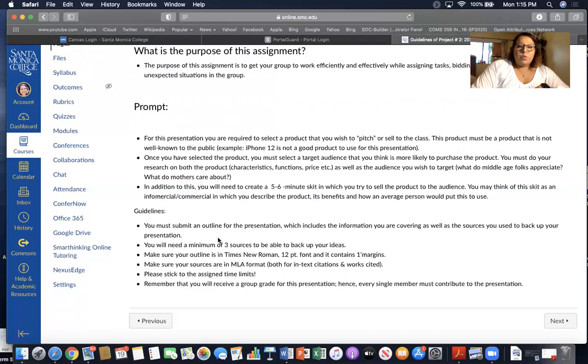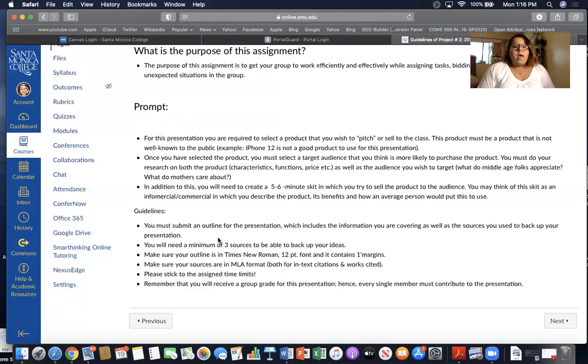Make sure that you submit an outline and a presentation. Your presentation, again, has to be done in a YouTube video format. And again, you can go back to what you did for the last project. It's still open for you to see how you did your last project. Go over those instructions and guidelines again.